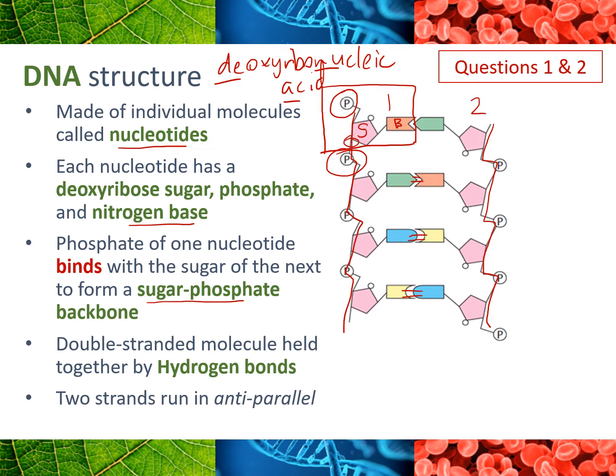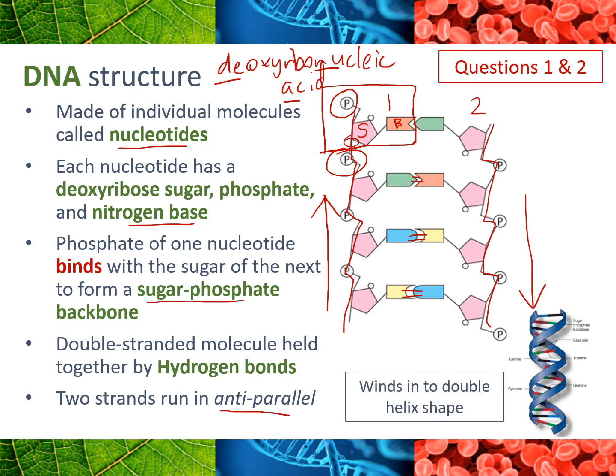And there's a particular term that we use here, that these strands run anti-parallel. Parallel is when 2 things run side by side. Antiparallel means that these nucleotides build upwards, and these ones actually build down. So they're facing the opposite direction. That's what we mean by anti-parallel.